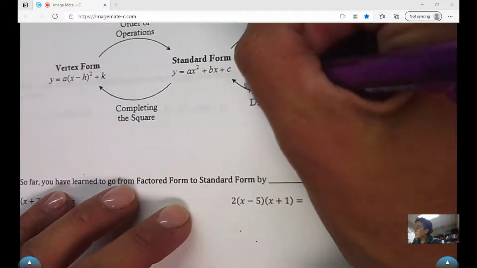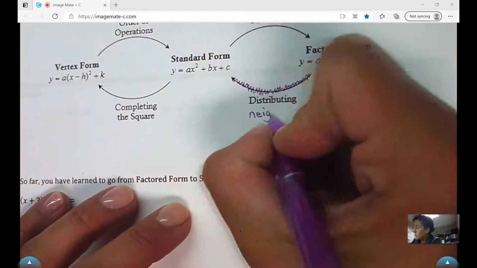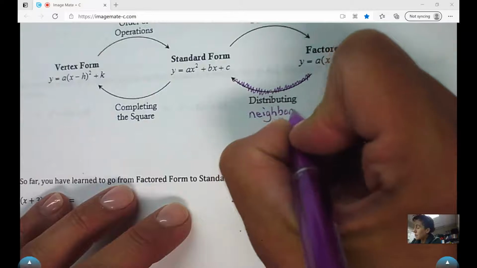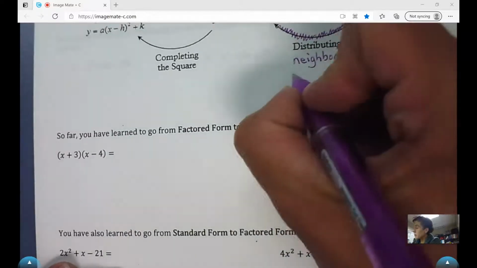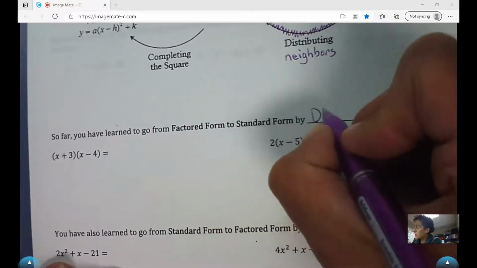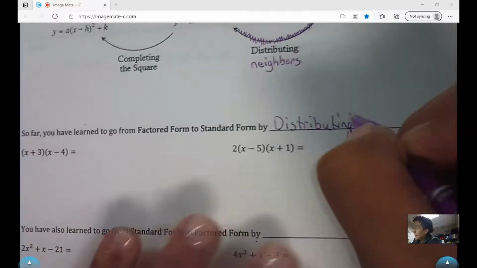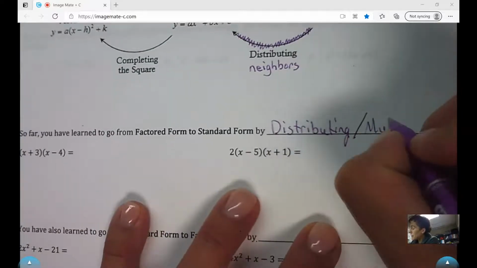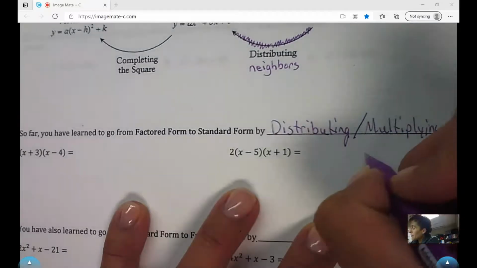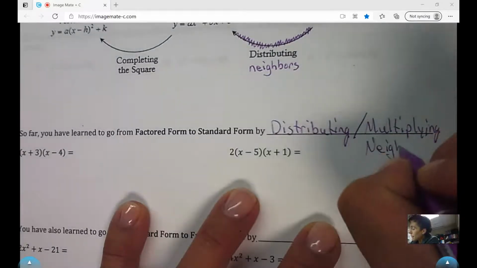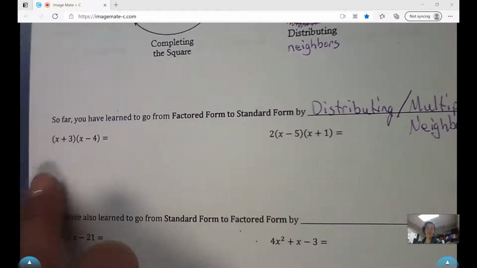So my students know this as the neighbors meet the neighbors. So if you're not one of my students, then that will sound a little weird to you. But distributing, it's just a bunch of multiplying. So you can write distributing here. You can write multiplying because that is distributing. Or my students, we wrote the neighbors. And I'll explain what that means in just a moment. So we're not going to do both of these problems. We're just going to do one.